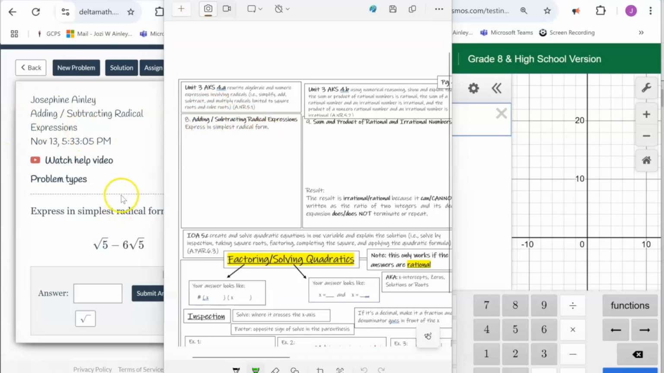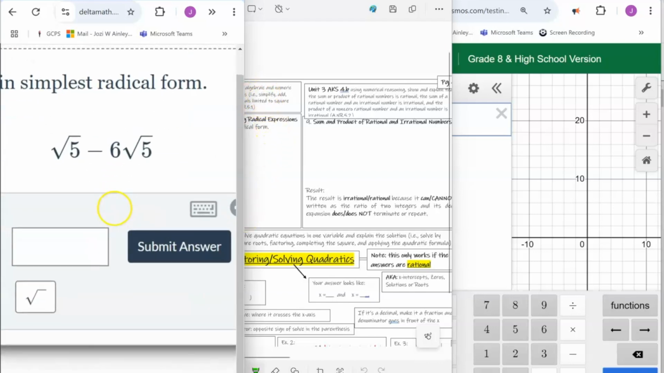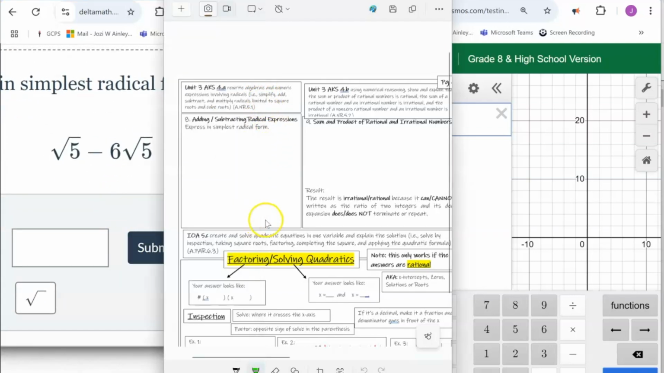So here's a Delta Math example, and I want to make sure that I do cover an easy one before I go to the one where you have to simplify. We've talked about this before. If I had x minus 6x, what would you do? You'd combine just the coefficients. So that means 1 minus 6, which would get negative 5x.